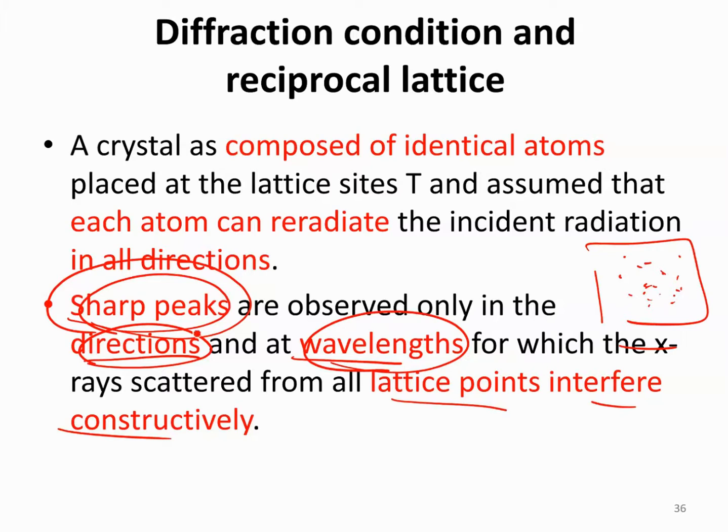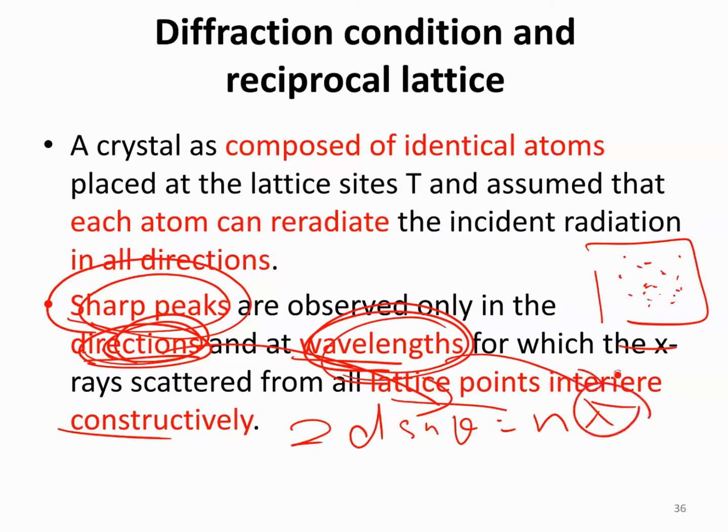Okay, so why direction and wavelength? Because 2d sine theta equal to n lambda. Direction corresponds to this sine theta, then wavelength corresponds to this one.